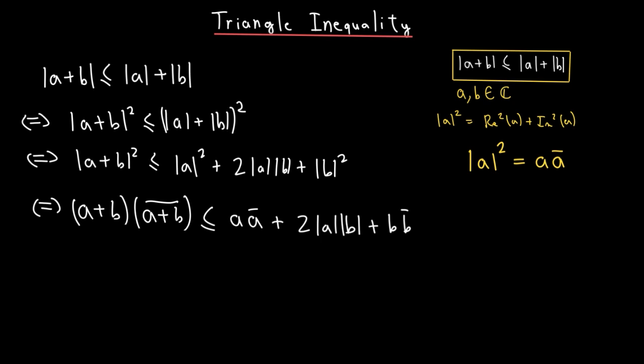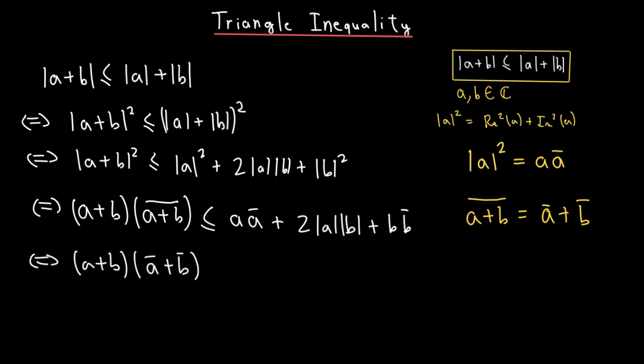Now, another property that we have is that when we add two complex numbers and we take the conjugate of that, well, it's the same thing as taking the conjugate of the first number and adding it with the conjugate of the second number. So by virtue of this property, we have that this is equivalent to a plus b multiplied by the conjugate of a plus the conjugate of b is less than this whole expression right here.